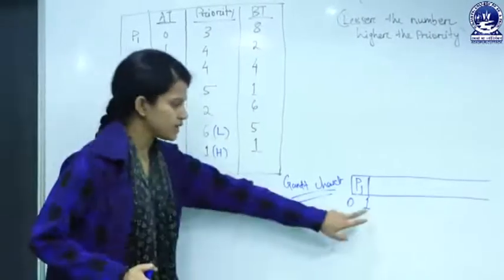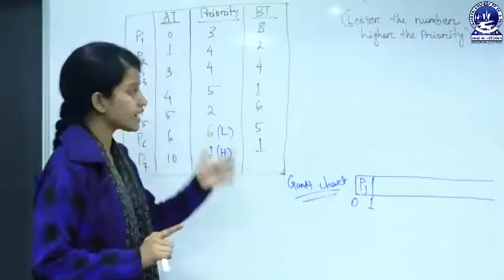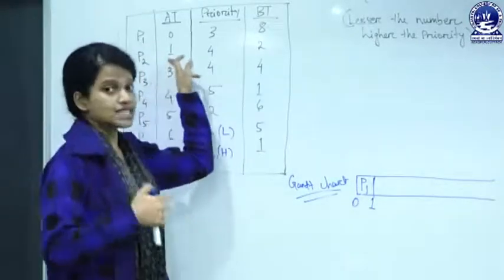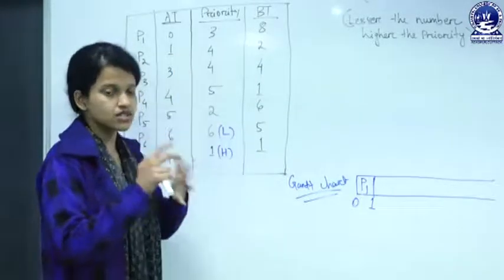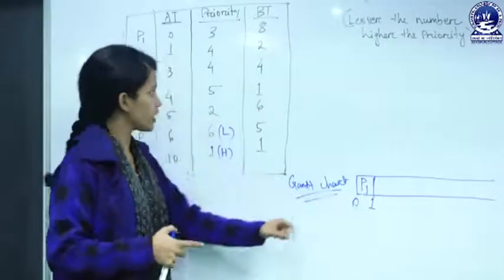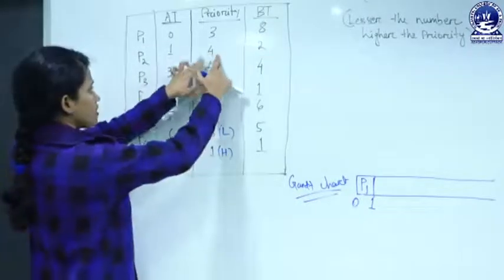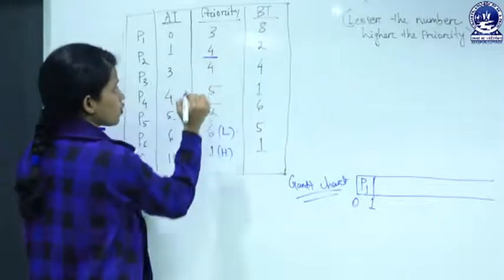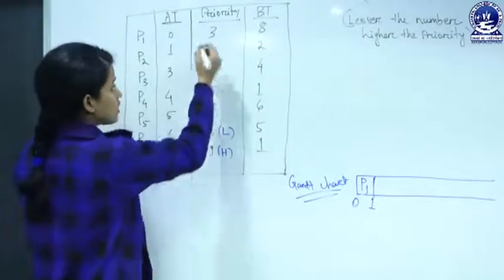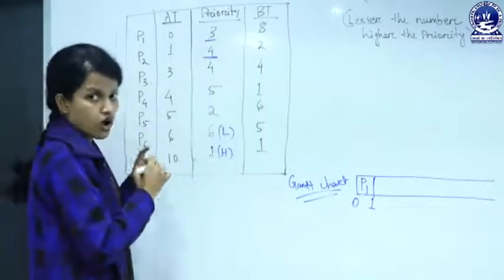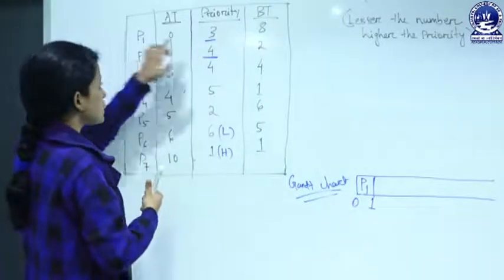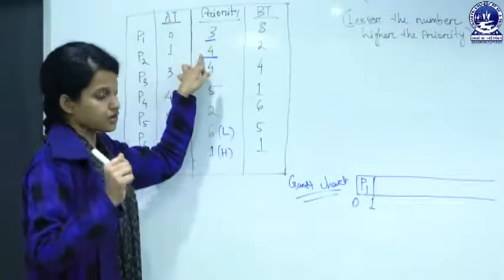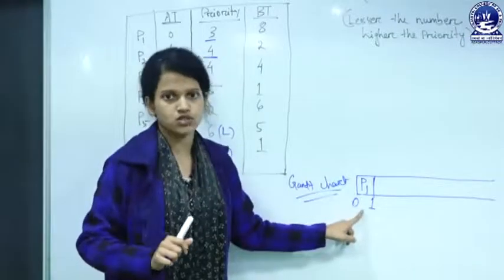Fine. At 1 millisecond we have to check whether the priority of the newly arrived process is higher than the currently running process. The priority of the newly arrived process is 4 and the currently running process priority is 3. So obviously the currently running process has higher priority than the newly arrived process, so there will not be context switching.